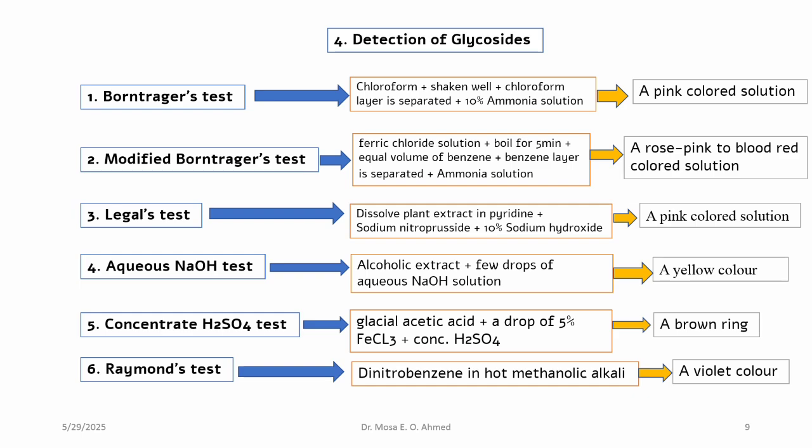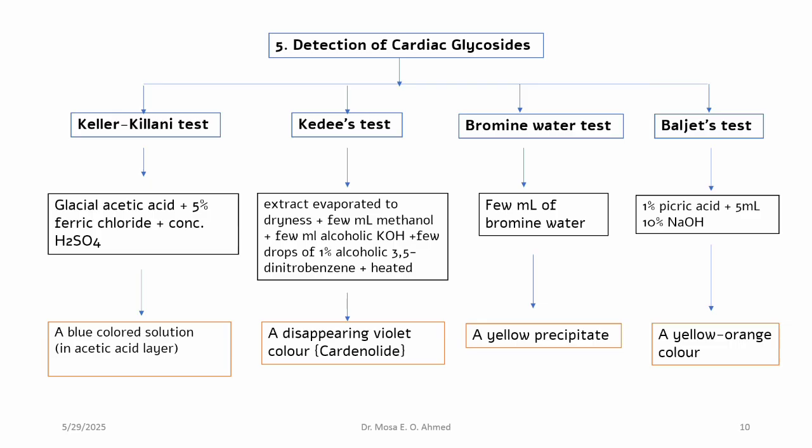Generally, for glycosides, we have two tests for anthraquinone glycosides, including the Borntrager test and the modified Borntrager test. And we have two general tests for cardiac glycosides, including the Legal test and the Raymond test. For the specific detection of cardiac glycosides, we have four qualitative chemical tests, starting with the Keller-Kiliani test, the second one is the Kedde test, the third one is the bromine water test, and the fourth is the Baljet test.